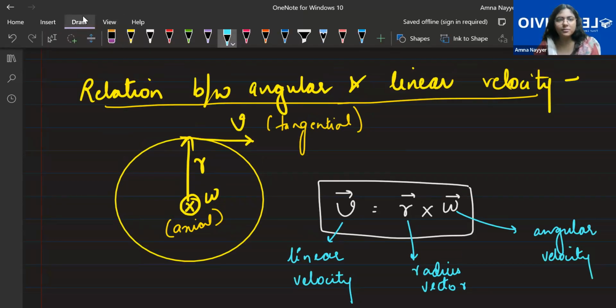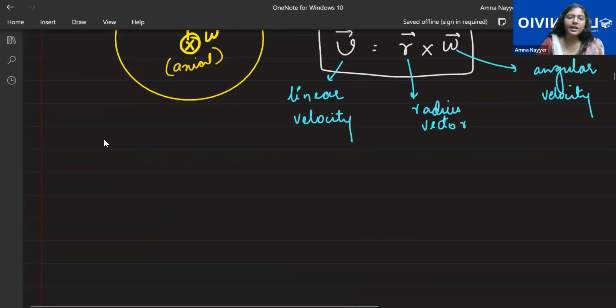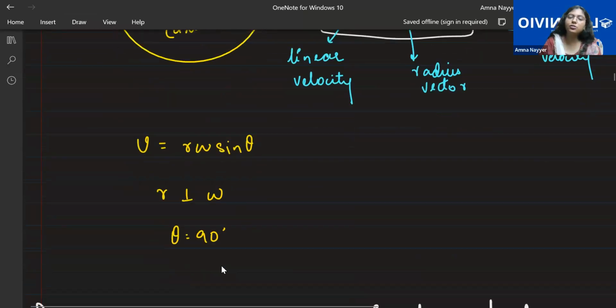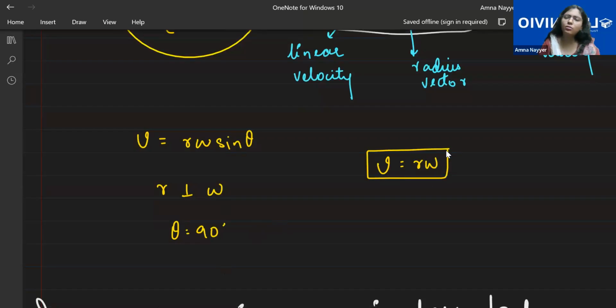Remember this relationship. Most of the time, the radius and omega will be perpendicular to each other. So when you expand it, V equals R cross omega becomes R omega sine theta. In most cases R and omega will be perpendicular, because R is along the radius and the axis is perpendicular to the surface. So you will get this angle as 90 degrees, which makes it V is equal to R omega.